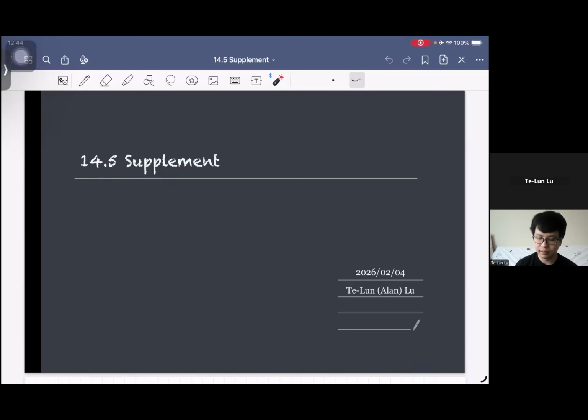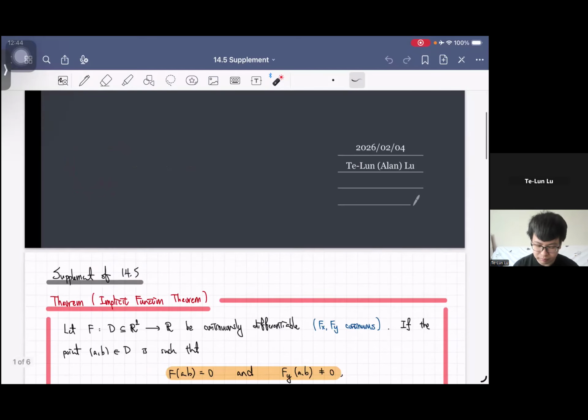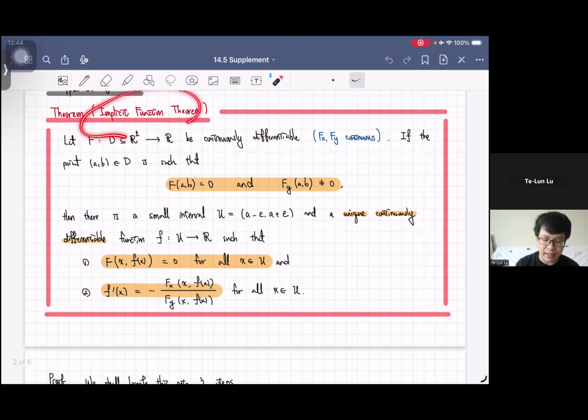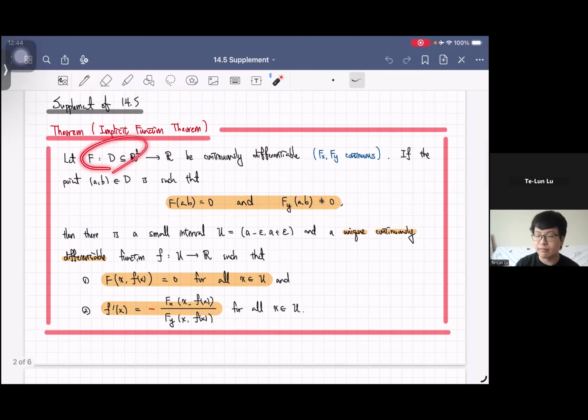All right. Hello, guys. So this is the loan due supplement from section 14.5, which is the chain rule, I believe. So in the chain rule section, we have introduced the so-called implicit function theorem, basically saying that if a function satisfies certain nice property, then on its level set, you can locally solve one variable in terms of another one.